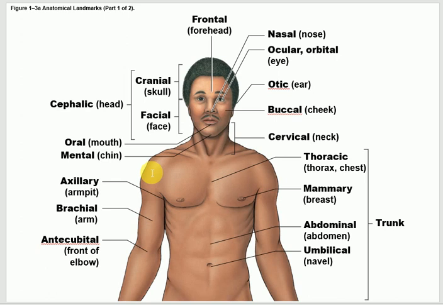Antecubital, the front of the elbow. Abdominal, mammary means breast. Thorax is the chest. Mammary, abdominal, and all of this together is called the trunk. From here to here. Anything but the upper limbs and lower limb, we call this the trunk.